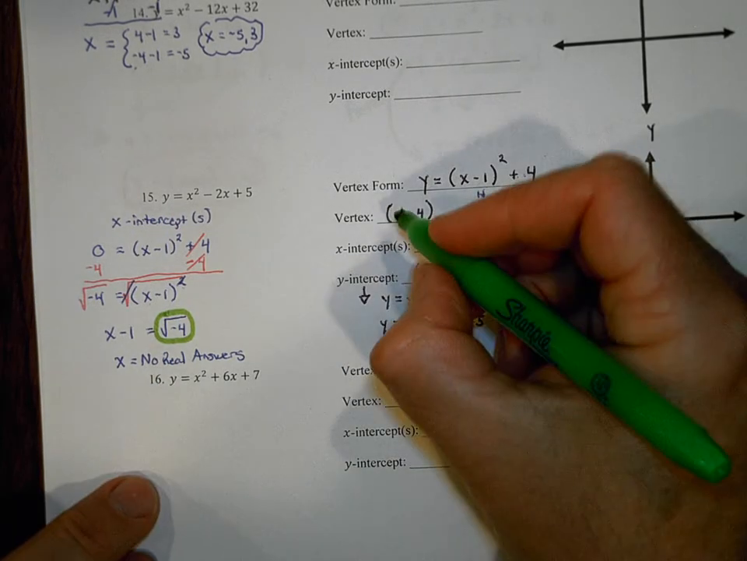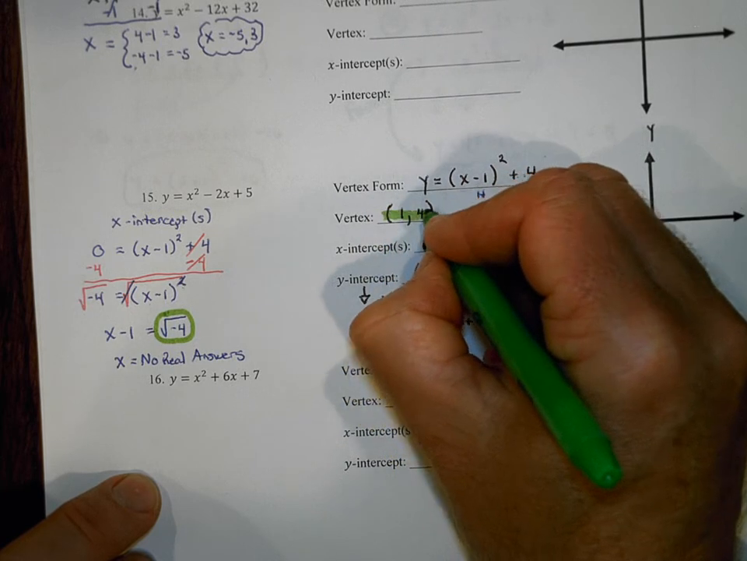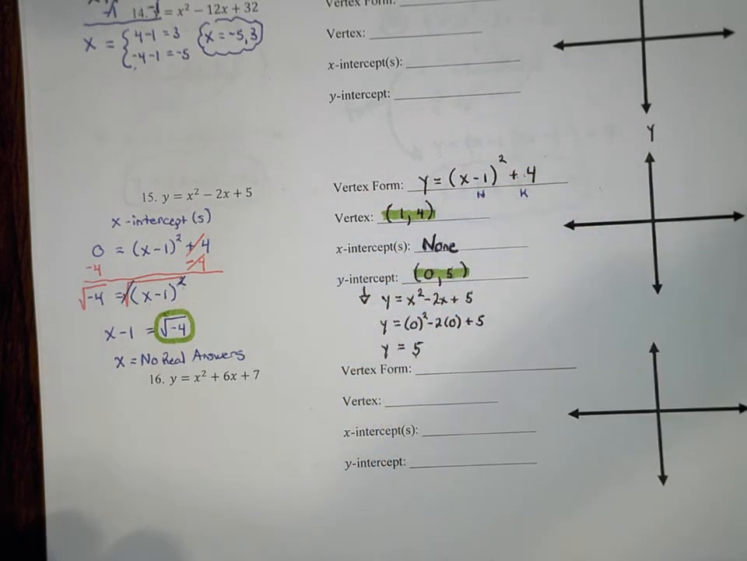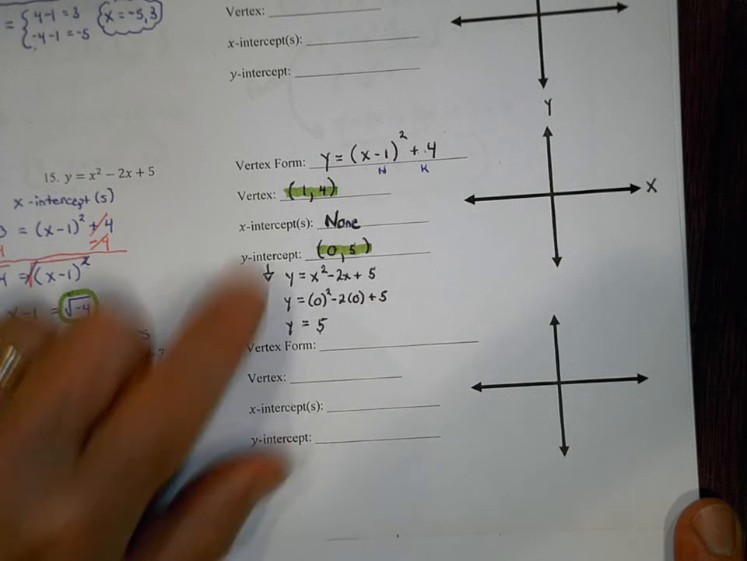And I'm going to have to get a little bit creative on this graph because I really only have 2 points. I have the vertex, (1, 4), and I have the y-intercept, (0, 5). And remember, if I'm graphing a parabola, you need a minimum of 3 points. But let's go ahead and graph these two and see what happens.